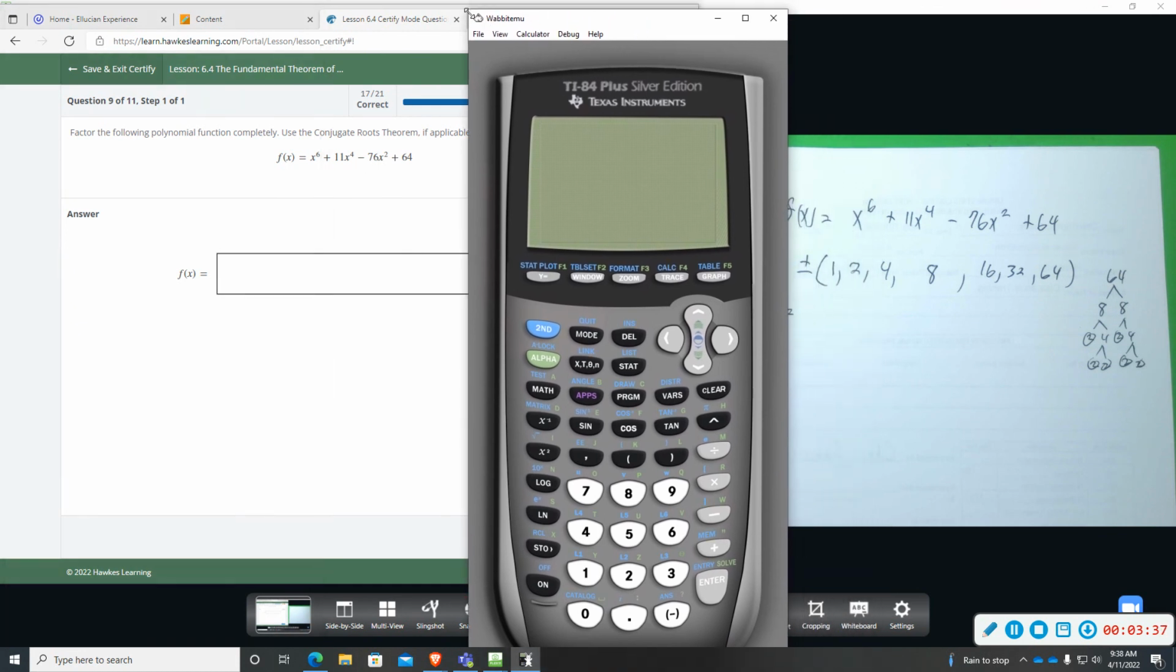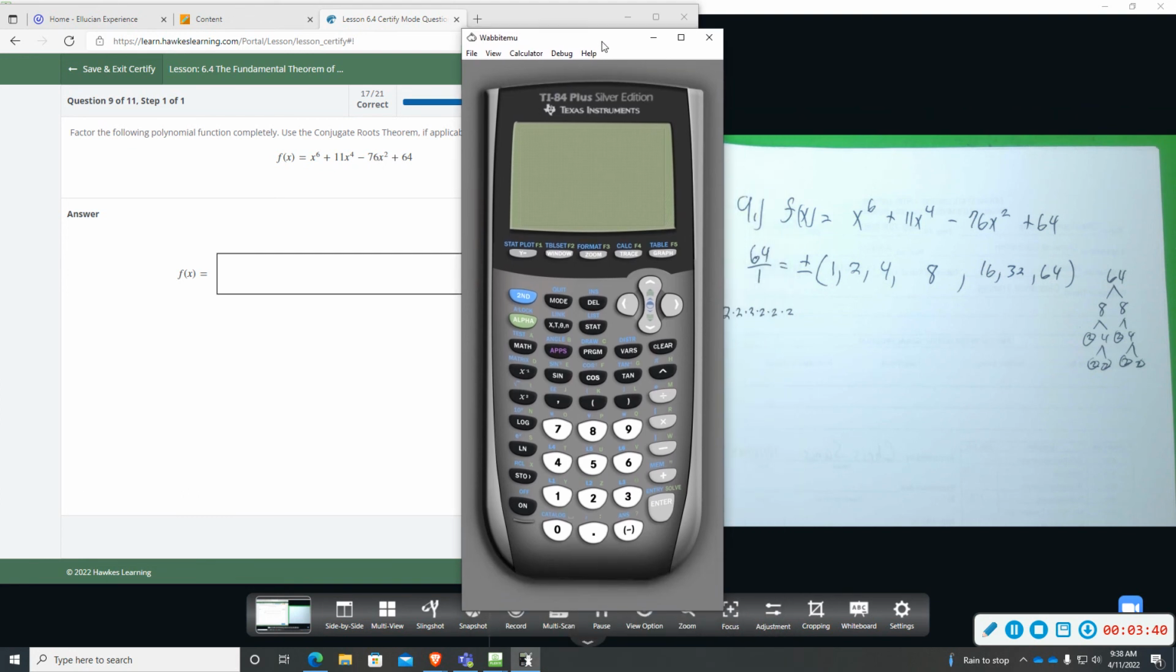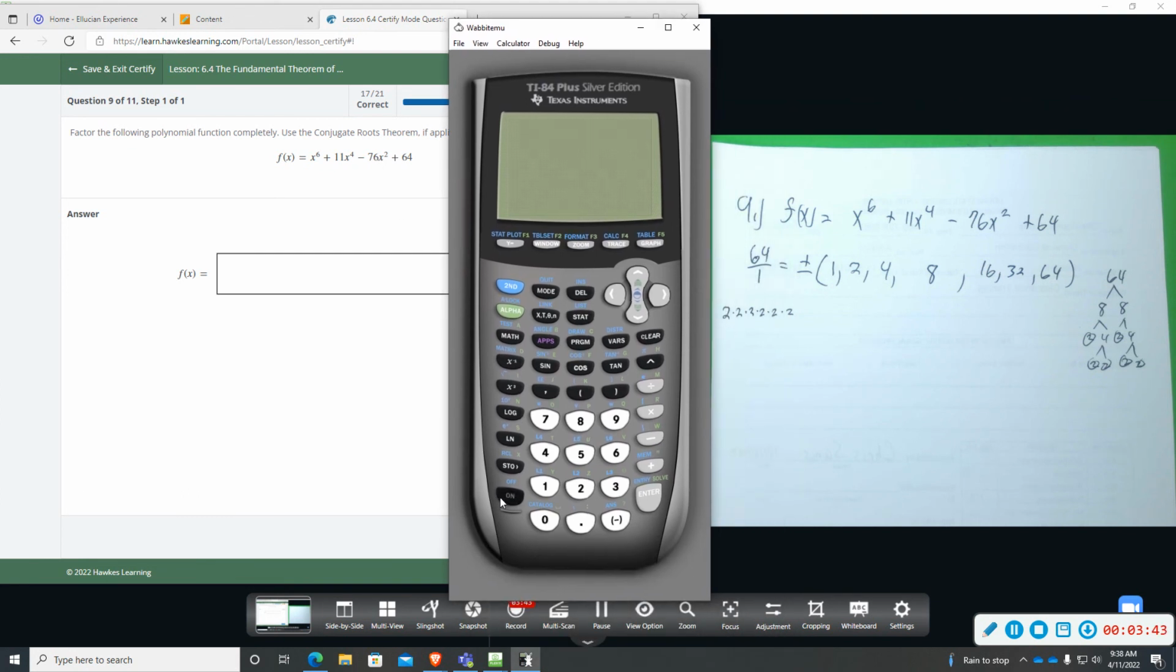So let me see if I can downsize this a little bit. All right, so I'm going to go to y equal and graph this. Y equal, clear out what's there. I'm going to do x raised to the 6th plus 11x to the 4th minus 76x squared plus 64. All right, we're going to graph and see if we can see a few zeros.